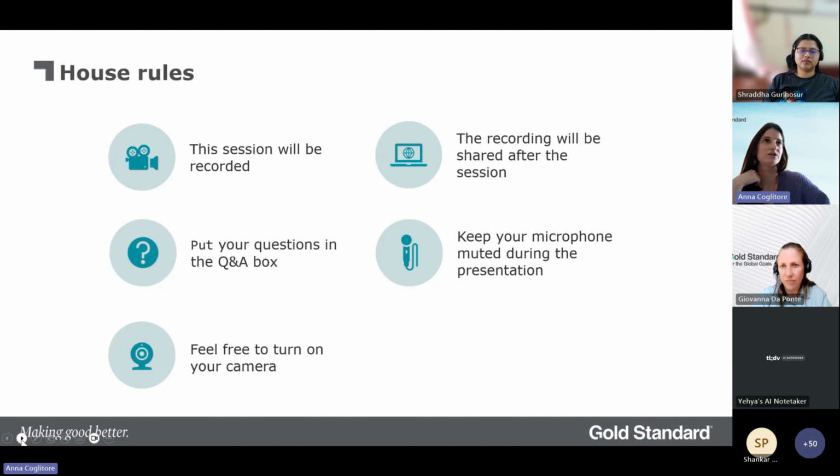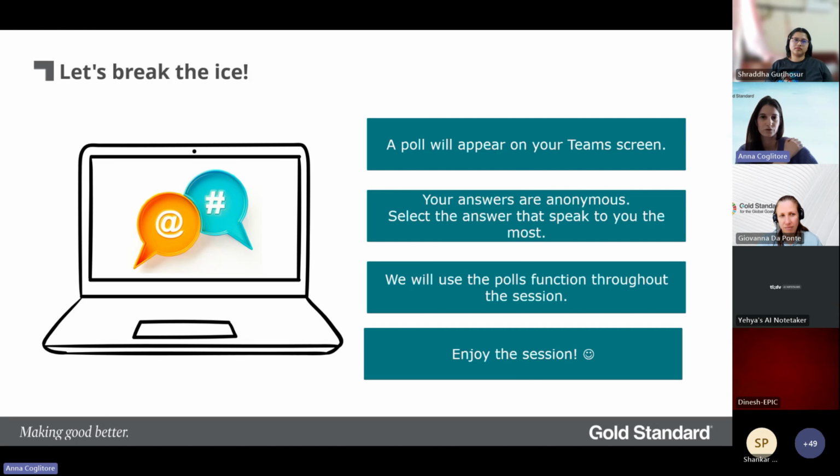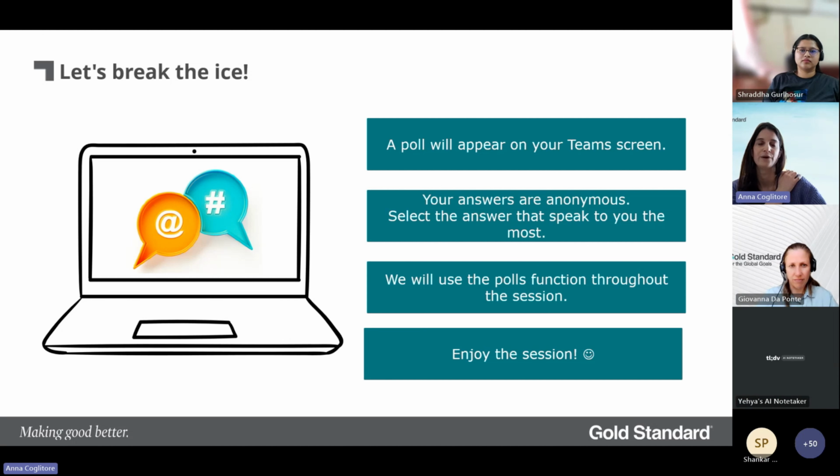So I'm going to start now with a little icebreaker, just to practice the use of the polls, because we will use them again later. In a second, I will be launching a poll. It will appear on your screen. Your answers are going to be anonymous, and you can feel free to just select whatever speaks the most to you. And of course, enjoy the session. So let me launch a poll now. I'm a bit nosy today. Give me a sign, Giovanna, if you see it.